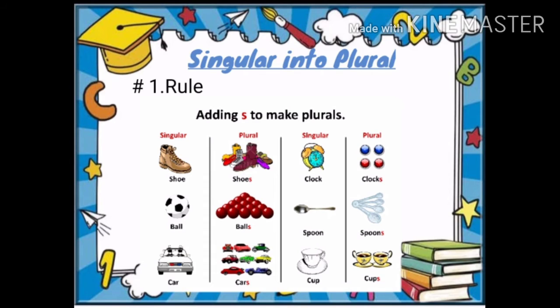For example, shoe will become shoes. Clock will become clocks. Ball, and if we add s at the end of ball, it will become balls, which is a plural form. Spoon, spoons. Car, cars. Cup, cups. So this is the first and basic rule of adding s at the end of a singular noun to change it into plural form.